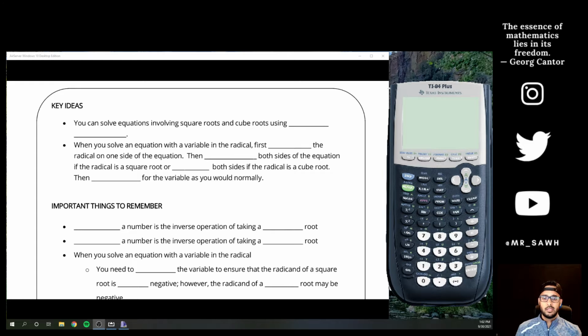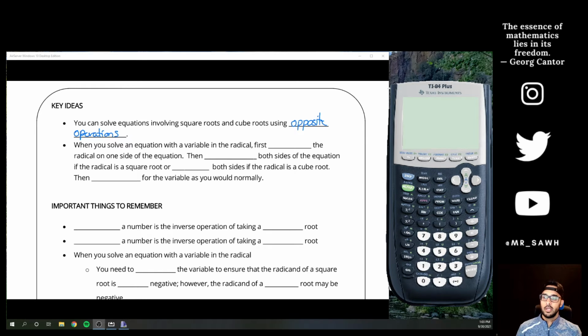We'll fill in these blanks here first before we start talking about some specifics. You can solve equations involving square roots and cube roots using what we've called before opposite operations. Right, so like we've done in the past, in order to get rid of some things, maybe if there was addition, we would get rid of it by using subtraction. Same idea, but we're going to use opposite operations, in terms of radicals.